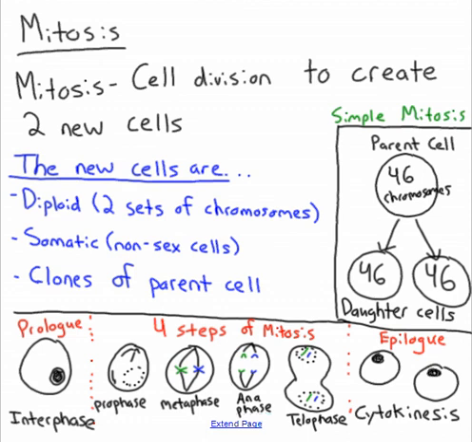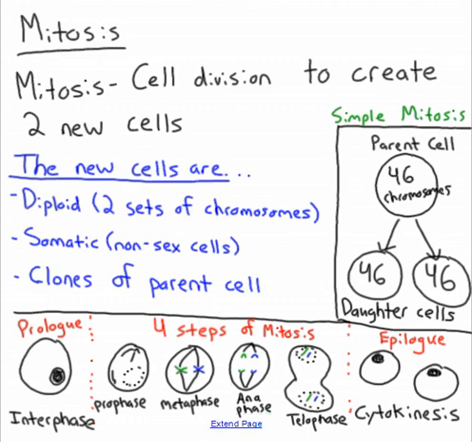Things to point out about these new cells that are being made. New cells that are made in mitosis, the cells are going to be diploid. That means they have two sets of chromosomes. So they have a set from mom and a set from dad. These new cells that are made in mitosis are also somatic. So that means they are non-sex cells. Somatic cells are things like your hair, skin, muscles, blood. Those are all somatic cells.